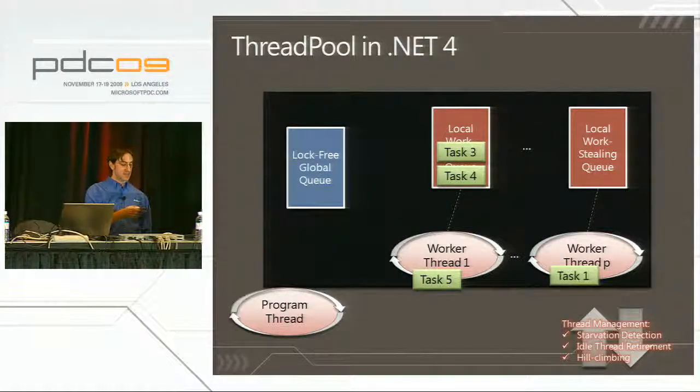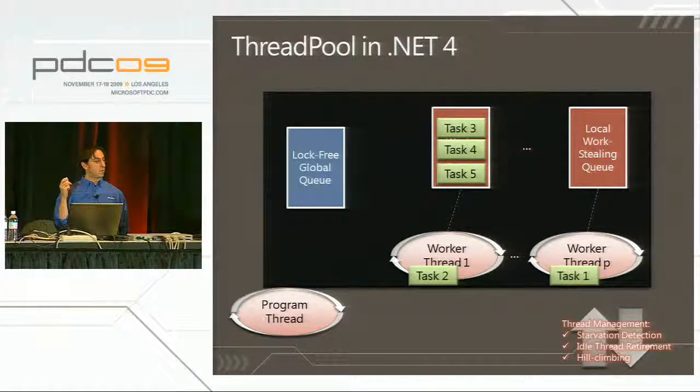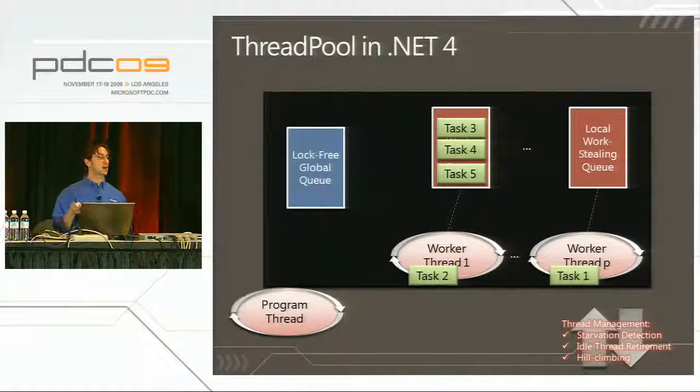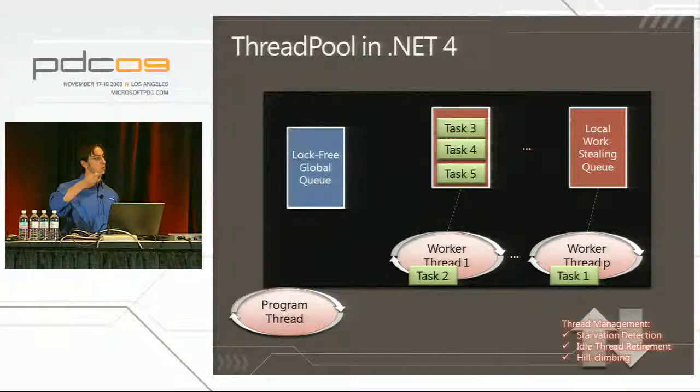Now, in this example, I'm going to back up just a couple. When task 2 created task 5, there's a good chance that the data that task 5 was meant to process is hot in the cache, meaning it's existing in the L1 or L2.